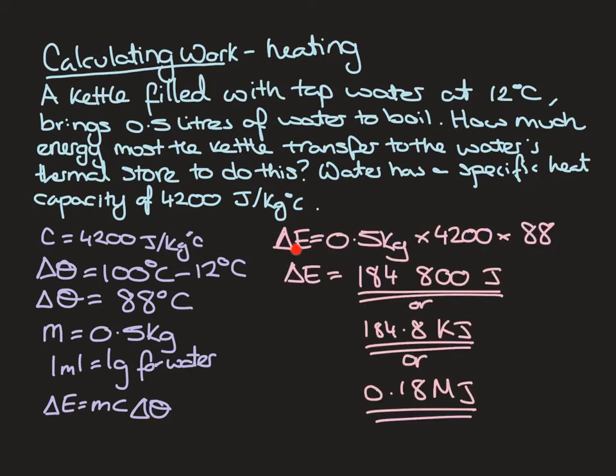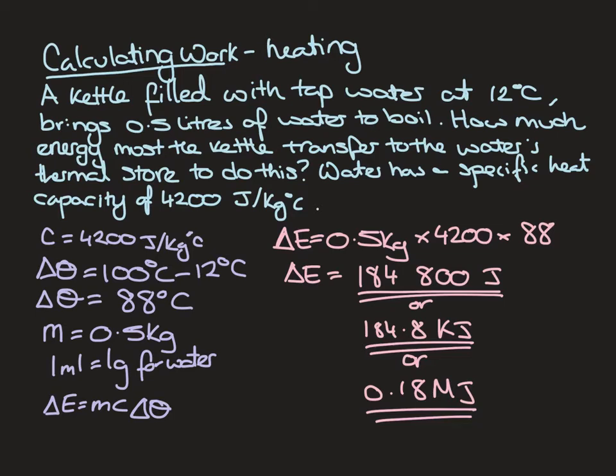So here we go, the change in energy is equal to 0.5 multiplied by 4,200, that's the specific heat capacity, multiplied by the change in temperature, 88 degrees. When we put those numbers in, we get 184,800 joules. Now might be a good time to just remind ourselves of our use of prefixes. I could also write that as 184.8 kilojoules.